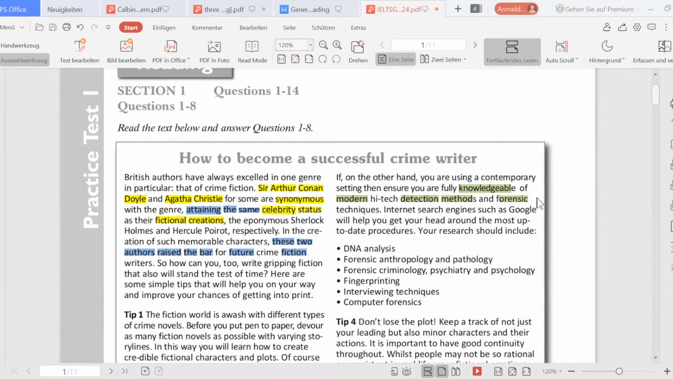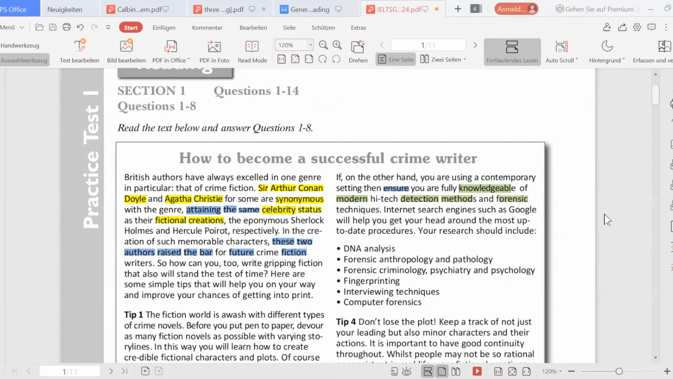Let's start with required. Required is easy to see. There's this word here, ensure. You want to ensure that you're fully knowledgeable, which means the knowledge is required. And ensure is really important. If you're a German speaker, you would probably say vergewissen. So ensure means required. What about the may?